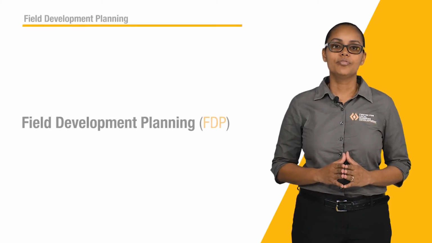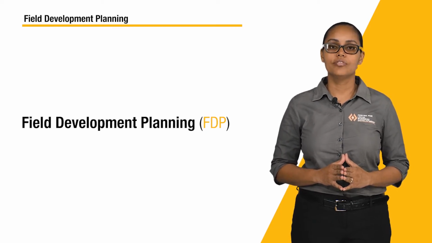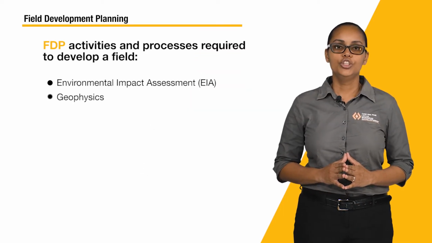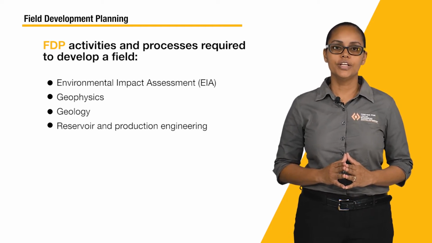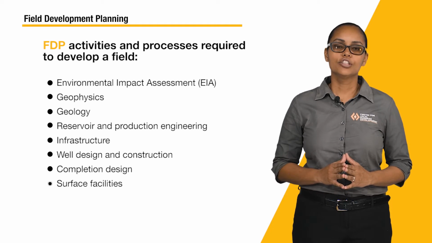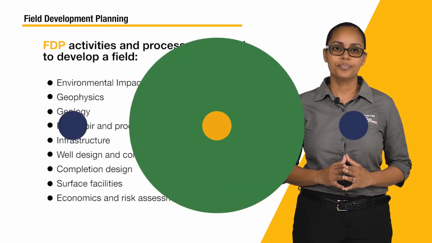The first step of the development phase is called Field Development Planning, or FDP. FDP includes all activities and processes required to develop a field, including environmental impact, geophysics, geology, reservoir and production engineering, infrastructure, well design and construction, completion design, surface facilities, and economics and risk assessment.